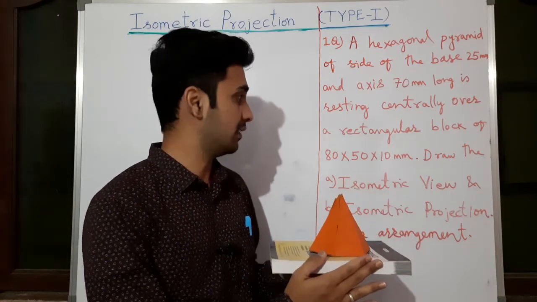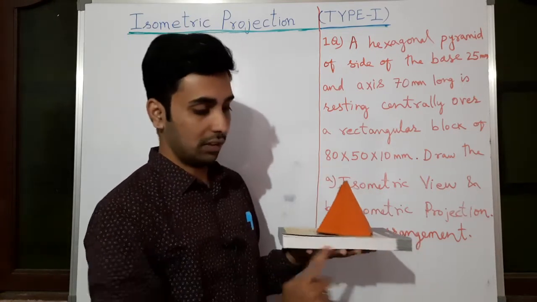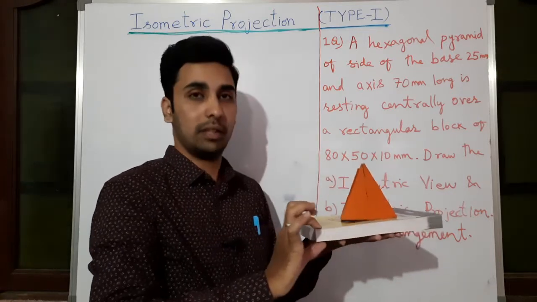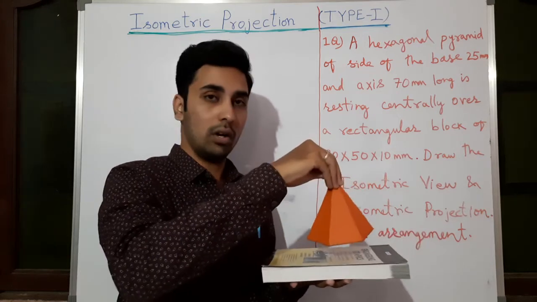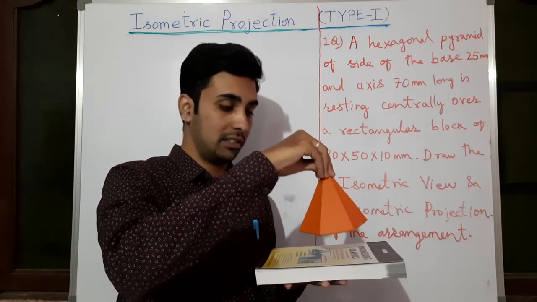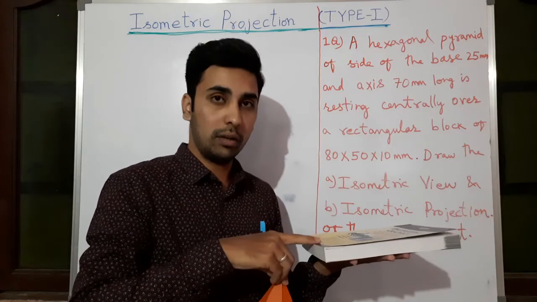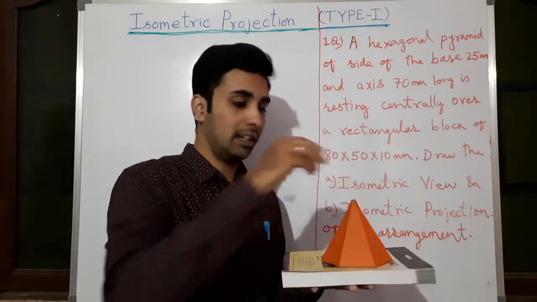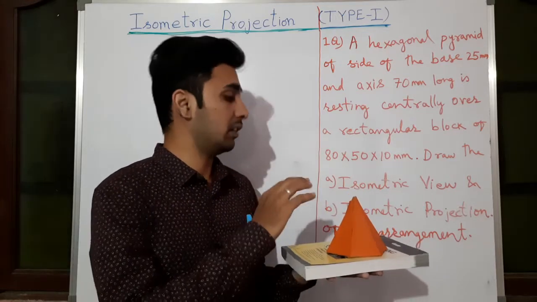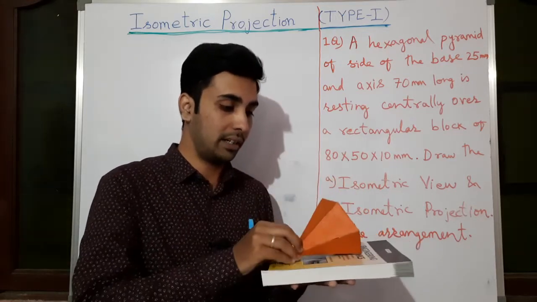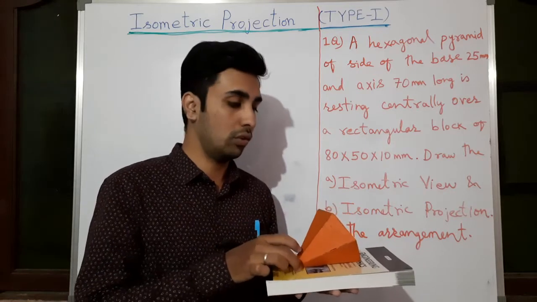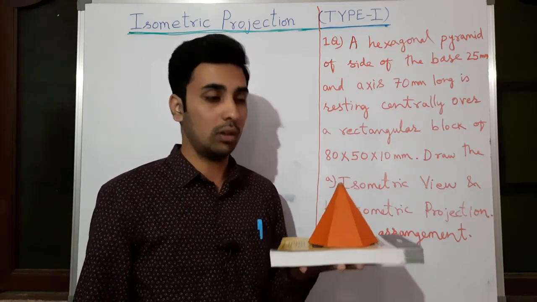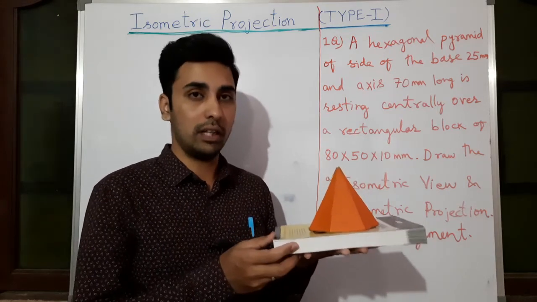The rectangular block dimensions are 80, assume this is 80, 50, this is 50, and 10 mm thickness. This hexagonal pyramid is resting over this rectangular block, at the center. If nothing is mentioned about how it is resting, by base or by triangular face, you can imagine it is resting by its base by default. So let us start the question. This is what they have given.